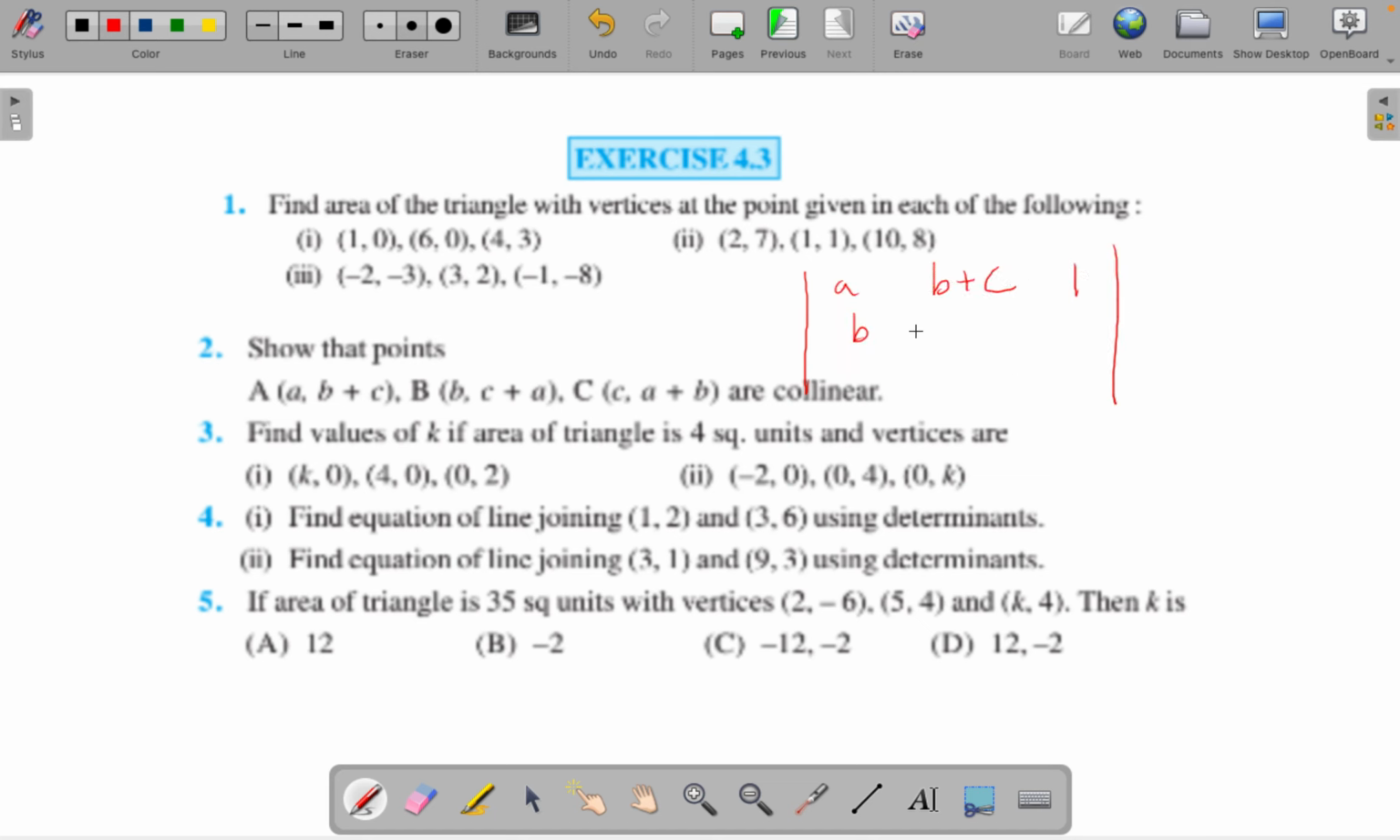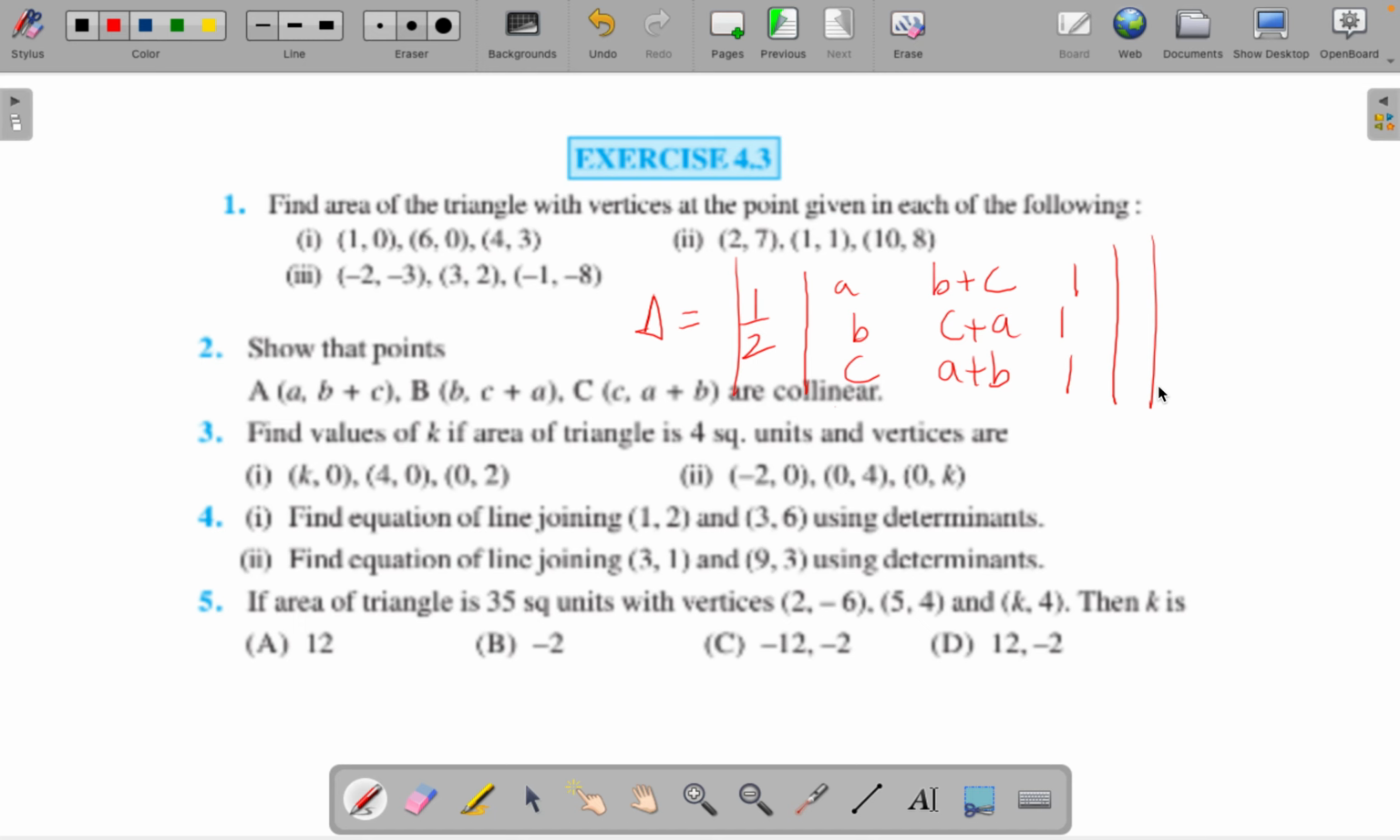That is why I have not done it right now, since the CBSE curriculum is not out for 2022-23. So we have to show that the points are collinear. So you just find out the area. If the area comes out to be 0, then the points are collinear.